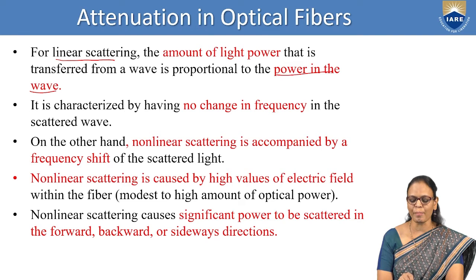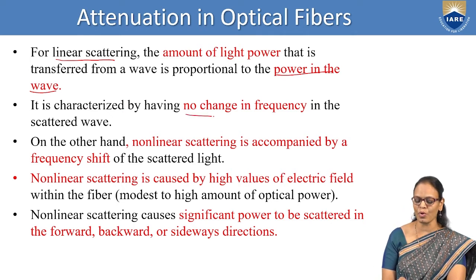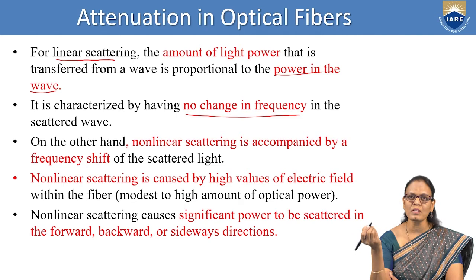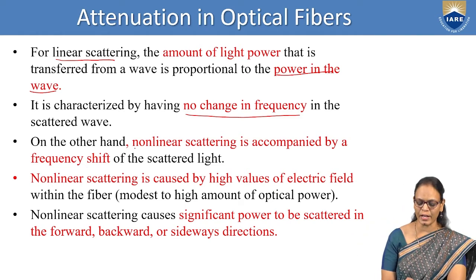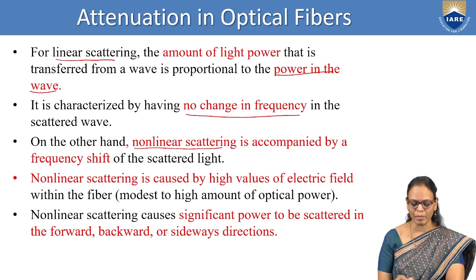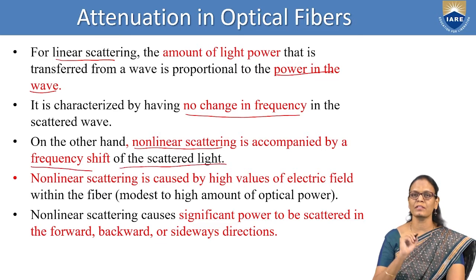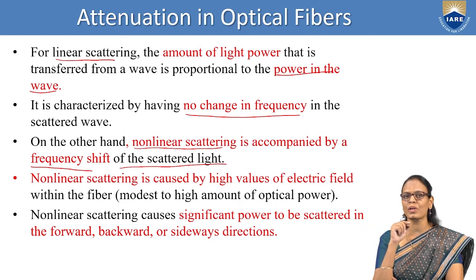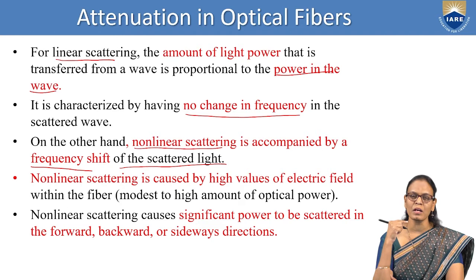Linear scattering is also characterized by having no change in frequency. The wave that is scattered has the same frequency as the original wave. On the other hand, nonlinear scattering is accompanied by a frequency shift of the scattered light. When you see the scattered light, it always has a change in frequency, which we call the frequency shift. This is the main difference between linear and nonlinear scattering.